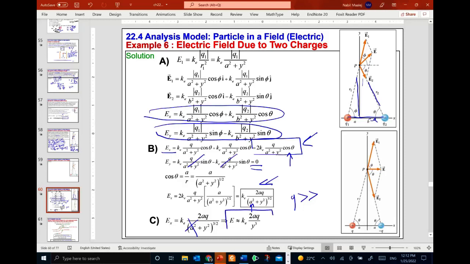This equation is actually the equation for the electric field due to a dipole. Dipole means a negative and a positive charge of the same magnitude. This is what we call a dipole, and in this case the distance between them is 2A. You're not supposed to memorize this, it's just for completeness. All right, any questions? We're almost done.